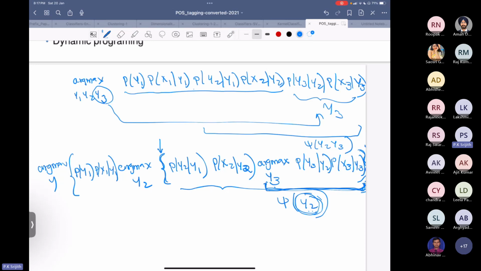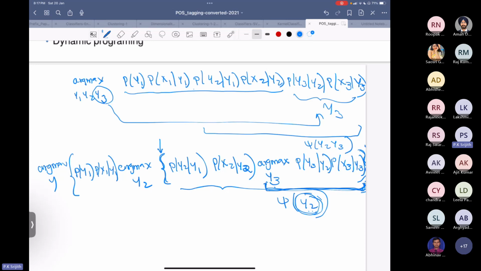And you maintain a table. You separately maintain a table. This is the value of psi of y2 that you have obtained by maximizing over y3, and this is that y3 which has maximized it. At this point, I may not be able to decide this is my y3. I cannot decide that. That will eventually depend upon what y2 I will choose. But I can maintain it.